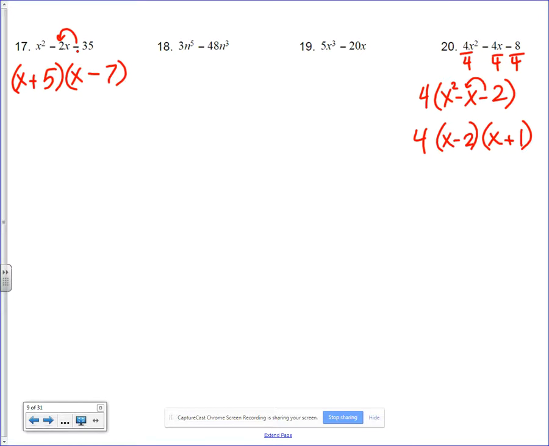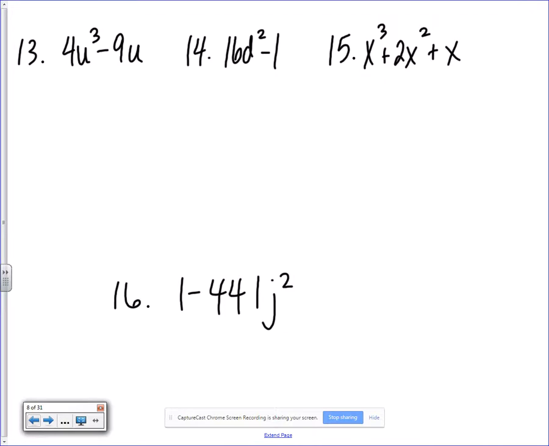Do you guys feel like you're pros on this? Kind of? Okay, let's do 2 more of these, and then we'll move on. Let's do number 15, please. It's right there. Do you have a GCF? What? Put your X out front. What's left?